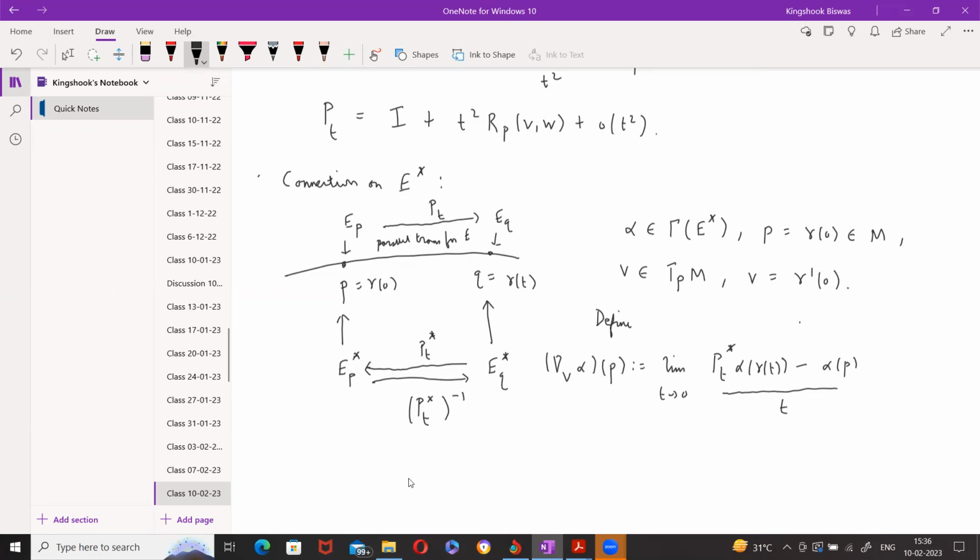Yes? Okay. So this will satisfy the Leibniz rule that we want, that X of alpha s is equal to nabla X alpha s plus alpha nabla X s.